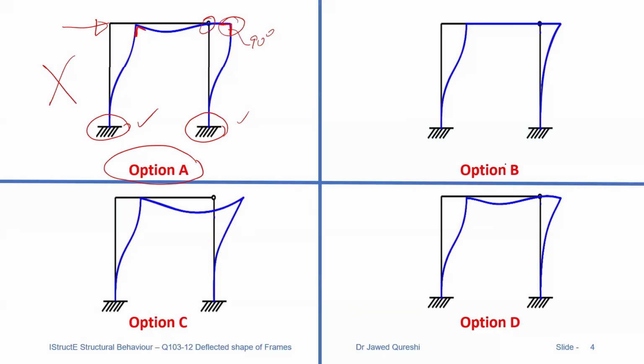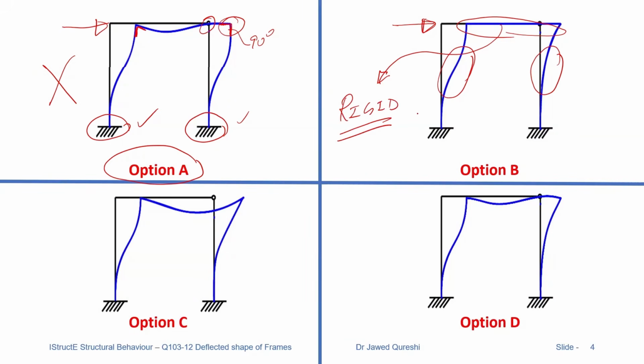How about option B? When we apply load over here, a double curvature is happening over here and a single curvature is happening over here, but the beam is not bending at all. Now this cannot happen in real life. A beam will always bend if you are applying horizontal load. This can only happen if this beam was really a rigid element.